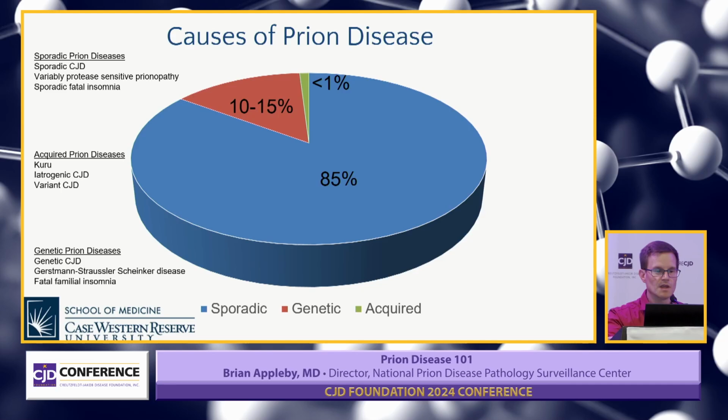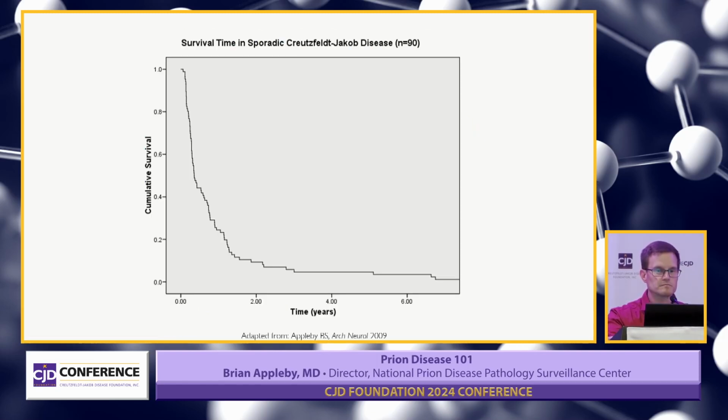Of course, the ones that we hear the most about in the media are thankfully the least common. That's the acquired forms, including Kuru, iatrogenic CJD, which is another way of saying medically transmitted CJD, or variant CJD, which is what we call CJD in an individual due to eating meat contaminated with bovine spongiform encephalopathy, otherwise called mad cow disease.